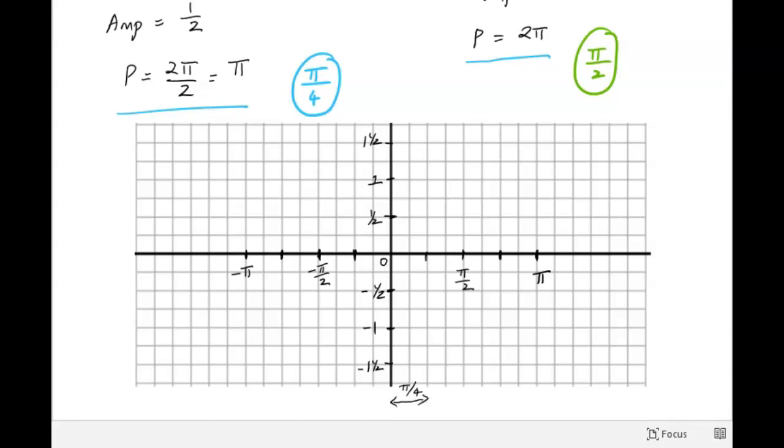Let's start by sketching the very first graph. I'm going to sketch y equals a half cos 2 theta in this section. Cos 2 theta has a period of pi, so between minus pi and pi we're going to fit 2 cycles. It's a positive cos graph, so we start at a half. The first quarter, the second quarter, the third quarter, and the fourth quarter.